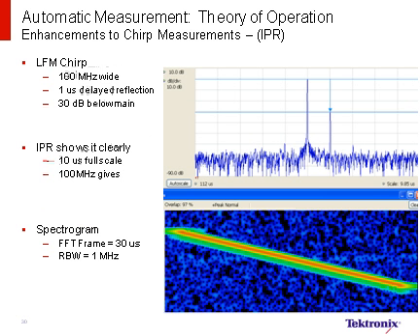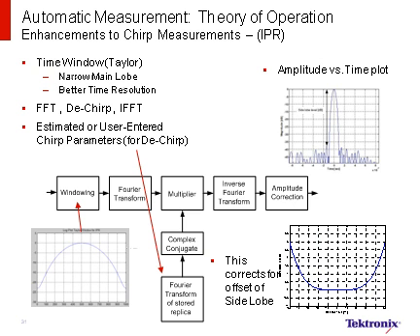In this example, we have a linear frequency modulated chirp that's been deconvolved to show the 100 megahertz wide chirp and a 1 microsecond delayed reflection that is down 30 dB. The same spectrogram of an FFT frame, 30 microseconds using a 1 megahertz resolution bandwidth, does not show any perturbation of the signal. The calculations for IPR go as follows, following the block diagram in the middle of the slide.